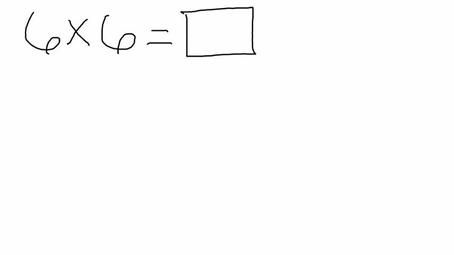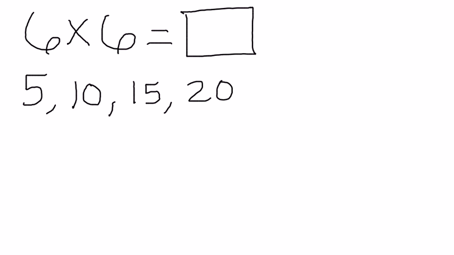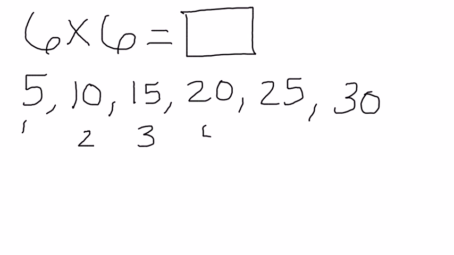Now, we already know our 5 count bys, so we're going to start with the 5s, and then we're going to count up to 6. So we're going to start by 5 and go 5, 10, 15, 20, 25, 30. Because we know 5 times 1 is 5, 5 times 2 is 10, 5 times 3 is 15, 5 times 4 is 20, 5 times 5 is 25, 5 times 6 is 30.